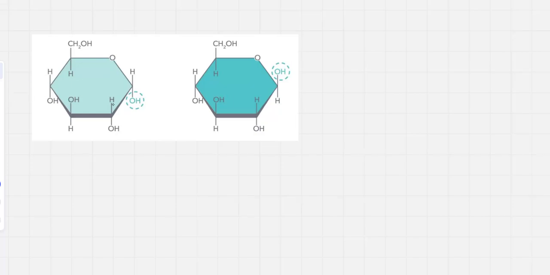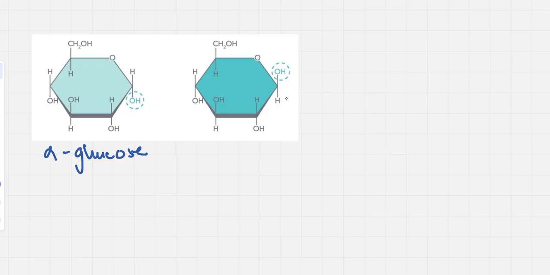Now you see over here, let's say you have to draw the glucose molecule. If you have to differentiate between alpha and beta glucose, how would you do that? This hydrogen, its location will tell you if it's the alpha or beta structure. If the hydrogen is on top, you have to remember that it would be the alpha glucose.